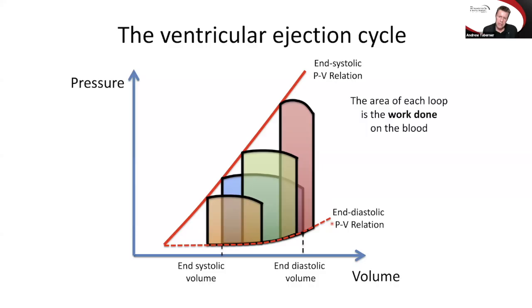Now, it's important to note that the area of each of these loops represents the work done on the blood. This is a pressure volume plot. The area enclosed by a pressure volume plot is work done, analogous to a force length loop in the one-dimensional case. The efficiency of this engine, like any engine, is the work done on the load divided by the energy consumed. That's a very interesting and important parameter that we might wish to measure, the efficiency of the heart. And so I'll overview today how we control and measure the work done and the energy consumed.